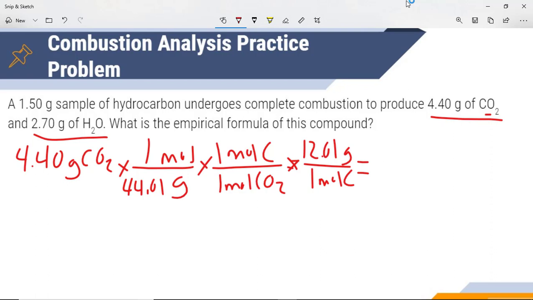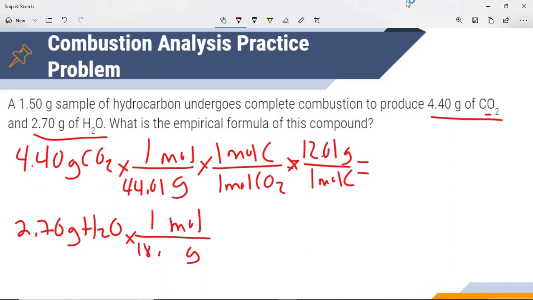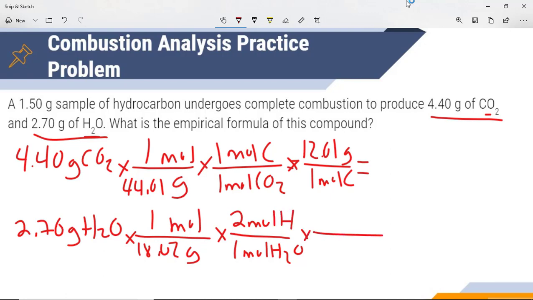We do the same thing for water to figure out hydrogen. Get the molar mass of water there. Now for every 1 mole of water, because again of the subscript, we have 2 moles of hydrogen. Now this is not a trick moment here, so 1.01 grams of hydrogen. So when we go through and calculate these, we're going to figure out how many grams of carbon and how many grams of hydrogen we have from our reactants.